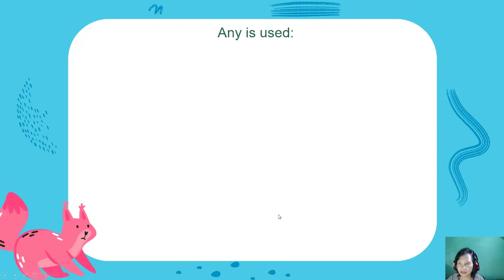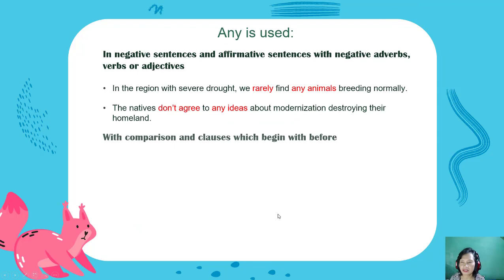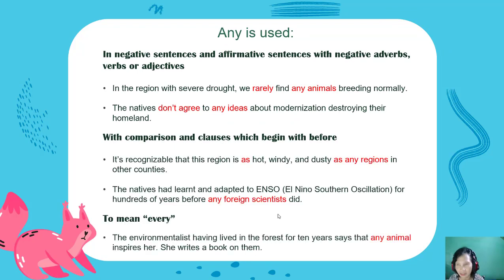Okay, now we talk about any, that is still the same as some. Any is used in negative sentences and affirmative sentences with negative adverbs, verbs, or adjectives. In the region with severe drought, we rarely find any animals breeding normally. So any animals here, because this is a negative adverb. The natives don't agree to any ideas about modernization destroying their homeland. So any ideas, because this is a negative sentence.